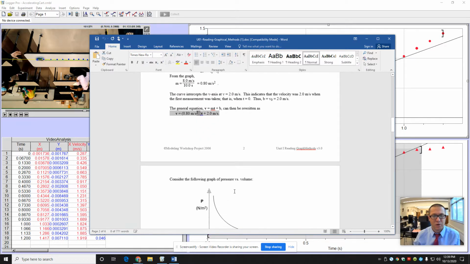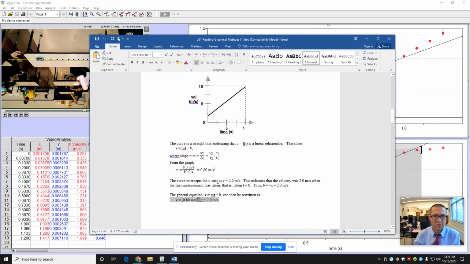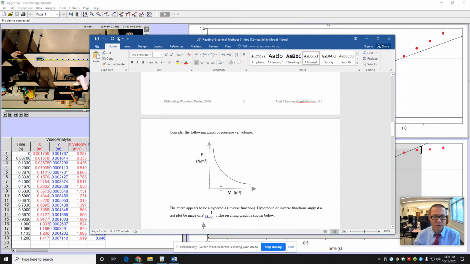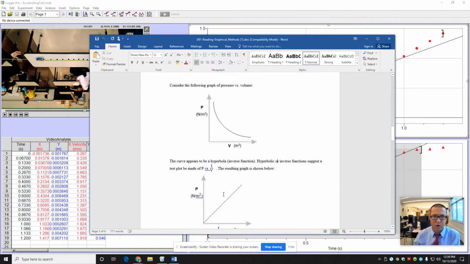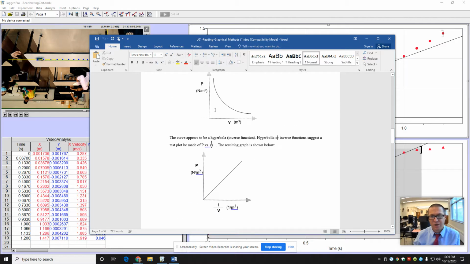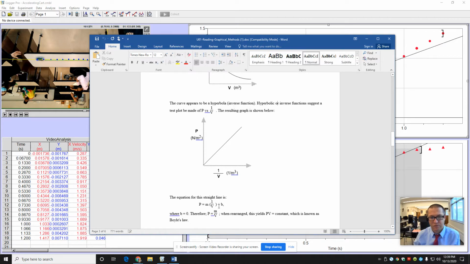So then it gets into, well, what do you do if you plot your data and it's not a straight line? What if it looks like this? This is known as an inverse function, right? So it says to make a test plot of 1 over V. If you take all your volumes and find the inverse of them, and then you plot pressure versus that, you end up with a direct relationship. So it turns out that P was not proportional to V. P was proportional to 1 over V, the inverse of V.